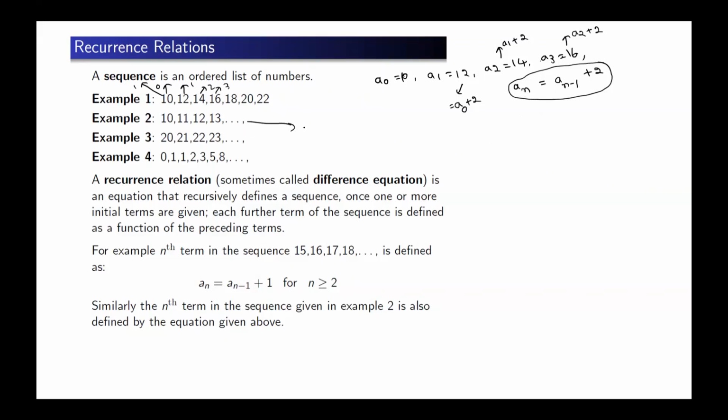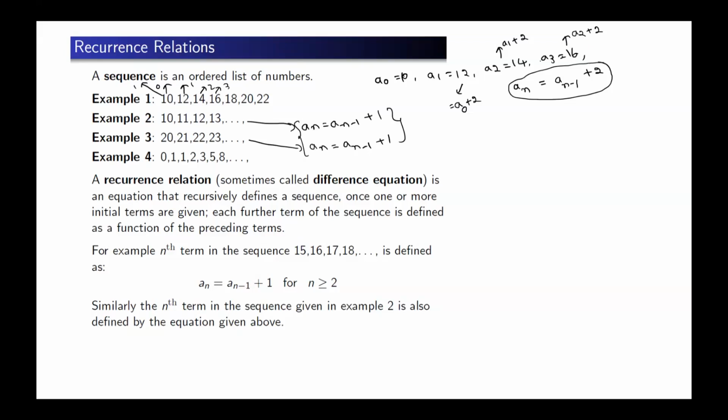Even here also, we can represent An as An minus 1 plus 1. Is that correct? In example 3 also we can represent An as An minus 1 plus 1. Now, does it mean that these two recurrence relations being the same means the corresponding sequences are same?